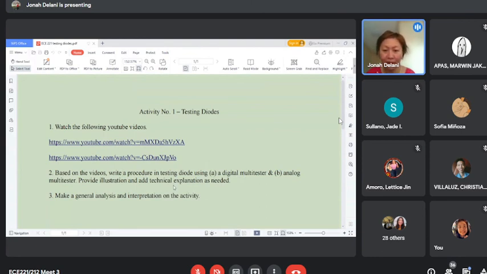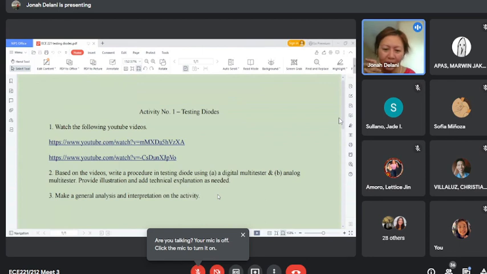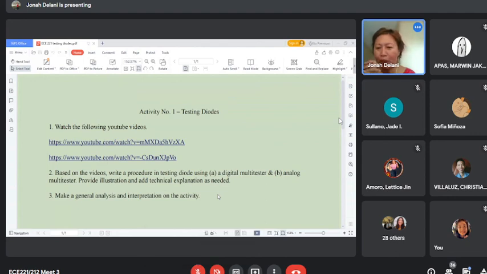And when you test it, you get some reading on the tester, right? Add an explanation: what is the expected reading if the diode is good, and what reading do you get if the diode is damaged. Write a technical explanation as needed. And then at the end of the procedure, please make a general analysis and interpretation of the activity. Again, those with partners, only one submission, and please write the names of both partners.